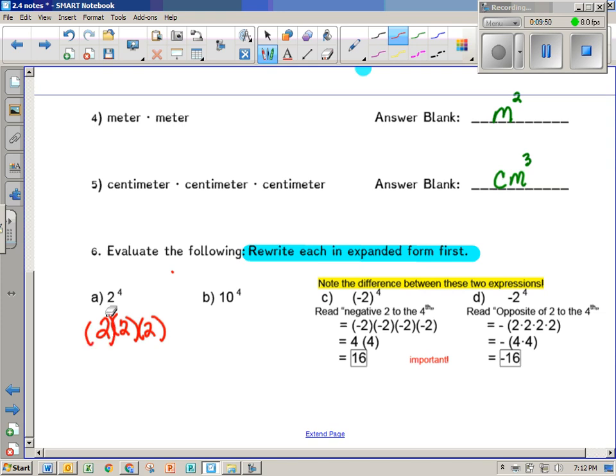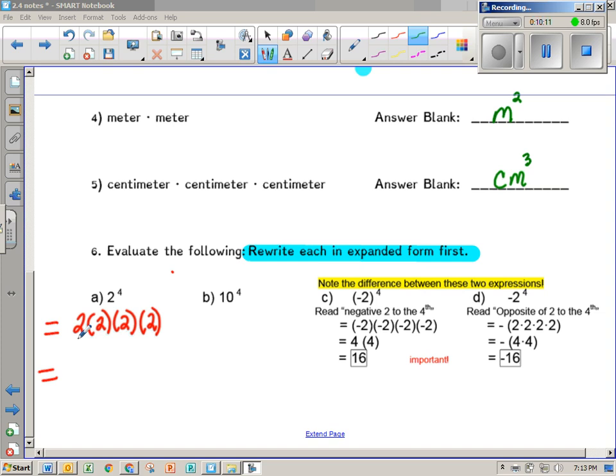That silly little eraser is just driving me crazy. 2 times 2 times 2 would be, I've just got to fix this. Let me pause for a moment. Okay, I got my pencil back instead of the eraser there.